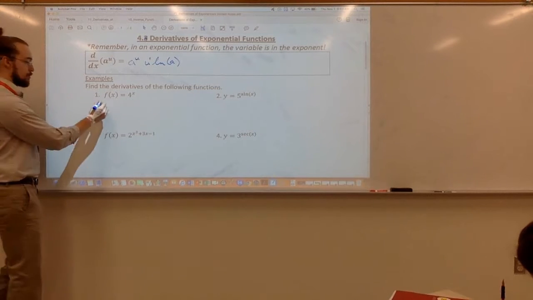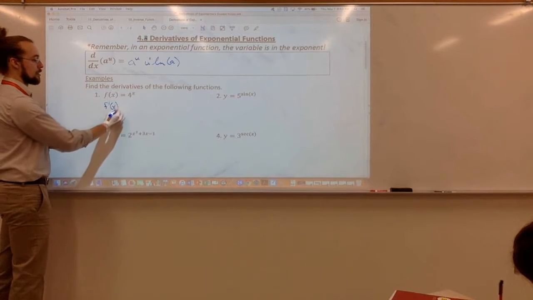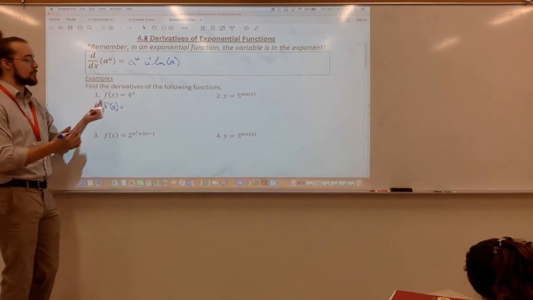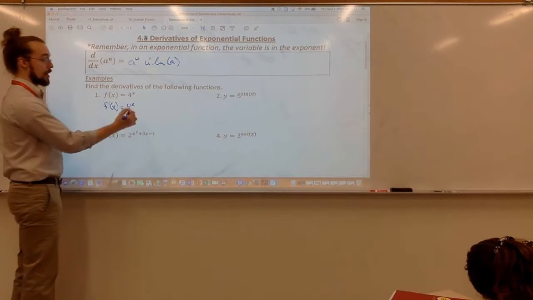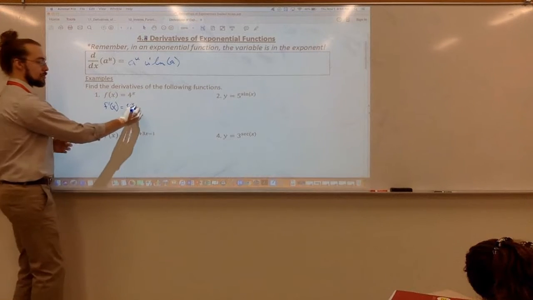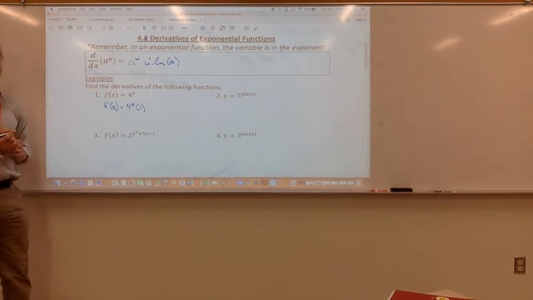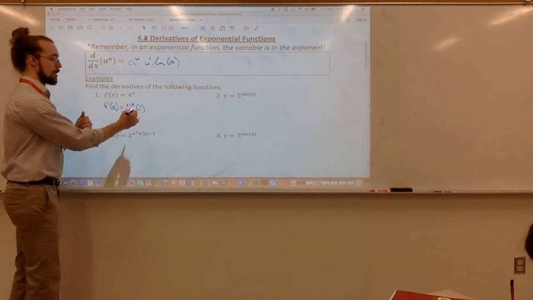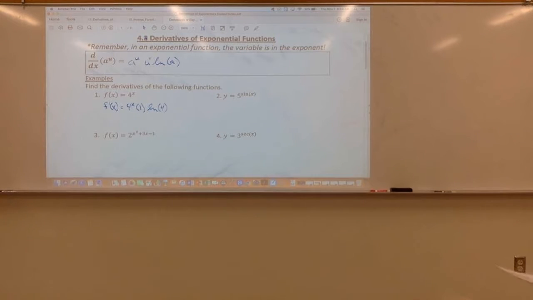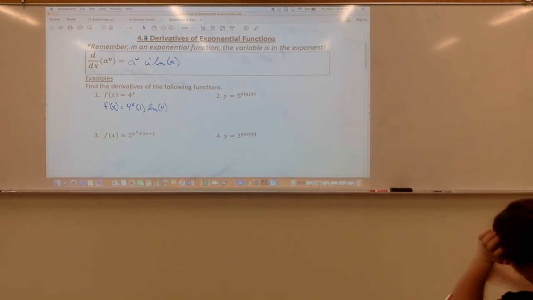So just a couple of simple examples down here. For number one, if I'm following this pattern, the derivative of 4 to the x is just 4 to the x times the derivative of the exponent. The derivative of x is just 1. That times the natural log of the base. My base is 4, so times natural log of 4. That's the whole thing. You can just leave it like that, just write 4 to the x natural log of 4.